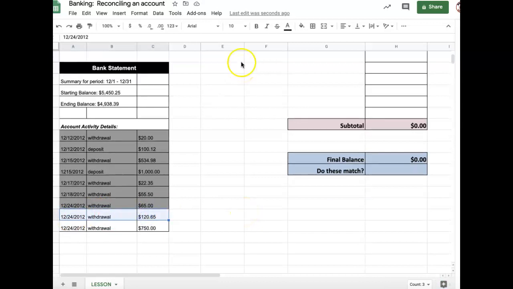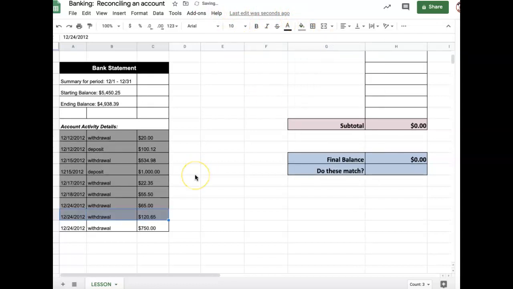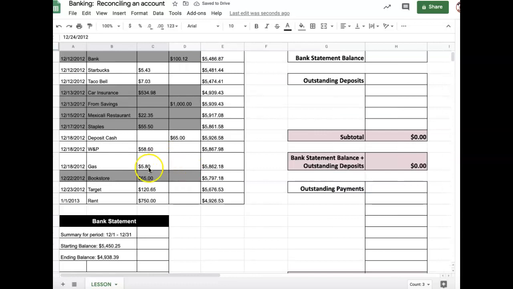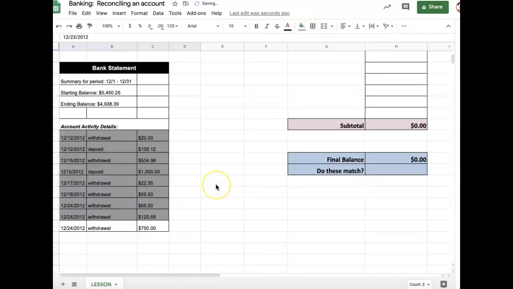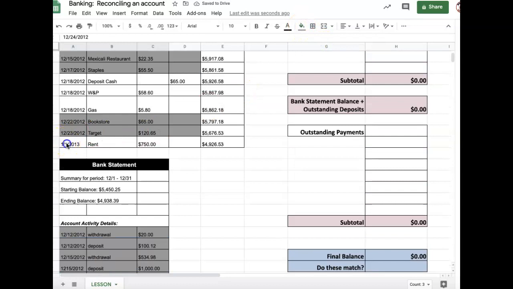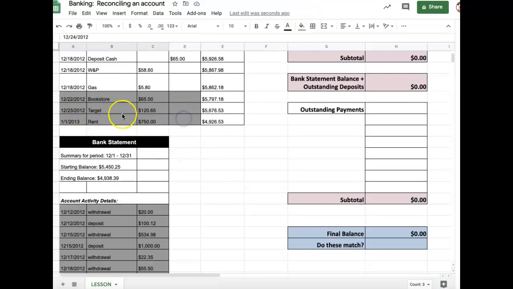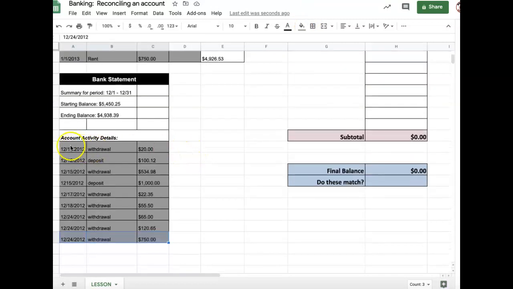And then maybe some holiday shopping here because there's three transactions on the same day. $120.65. That's right here. And finally, $750. And that paid my rent on Christmas Eve. And of course, I highlighted there. Okay, so now everything on the bank statement here has been taken care of.